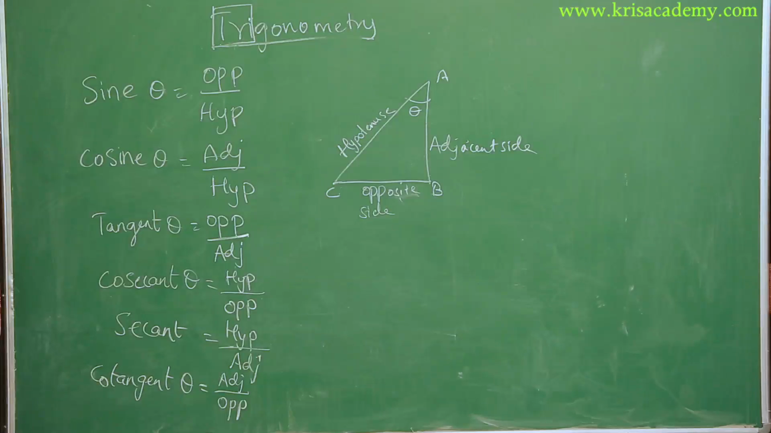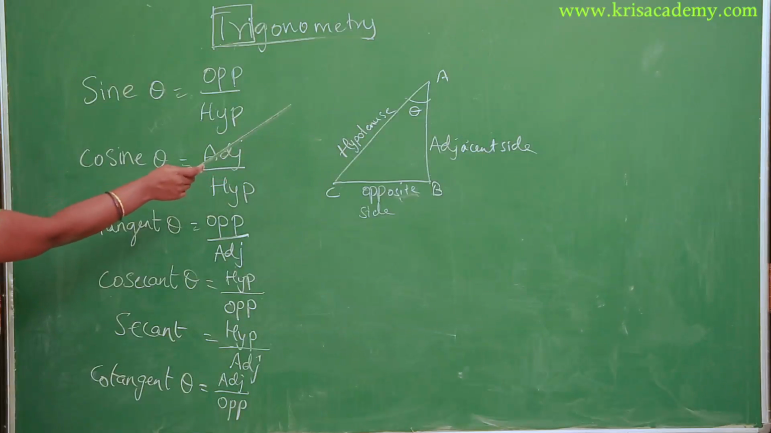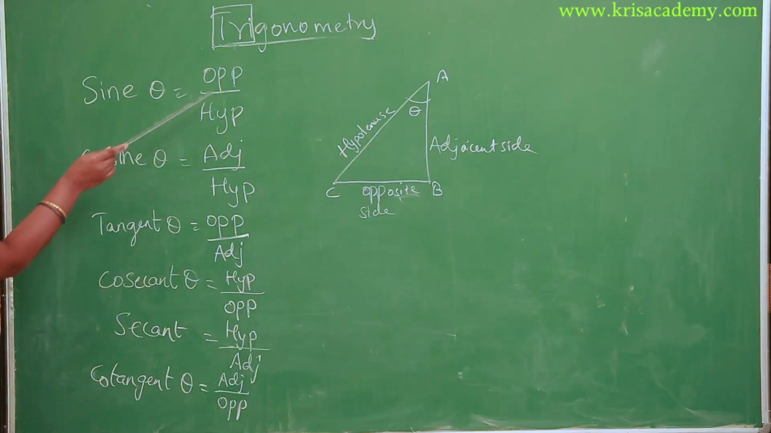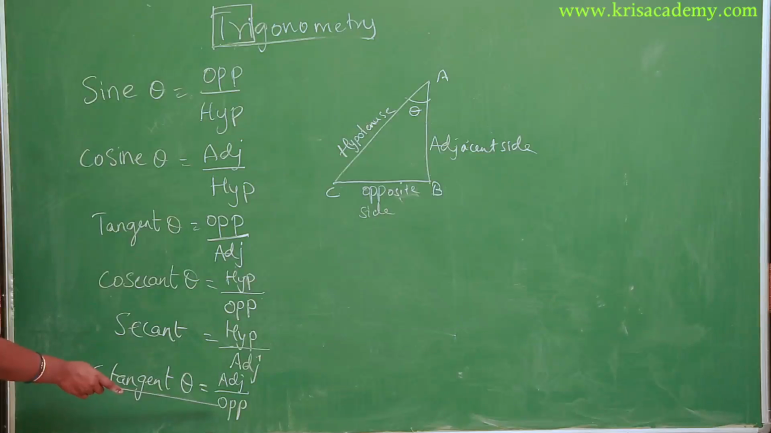Now in the right angle triangle we have already given the names opposite, adjacent and hypotenuse. Based on this we have 6 trigonometric ratios. Sine theta is opposite by hypotenuse. Cosine theta is adjacent by hypotenuse. Tangent theta is opposite by adjacent. Cosecant theta is hypotenuse by opposite. Secant theta is hypotenuse by adjacent. Cotangent theta is equal to adjacent by opposite.